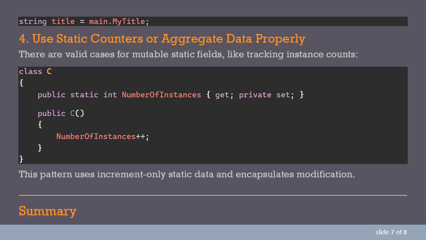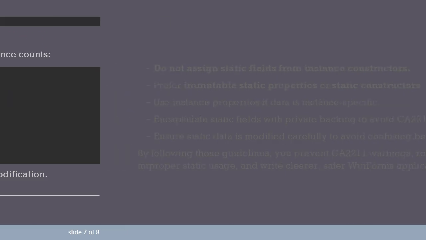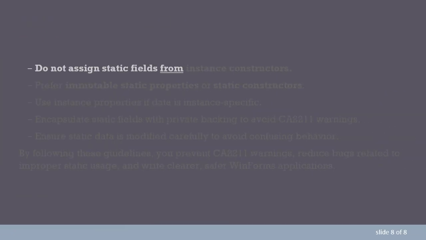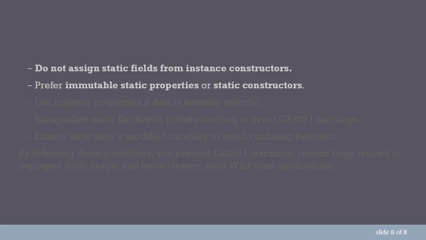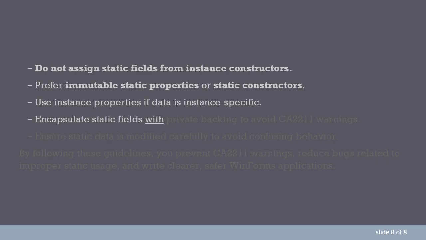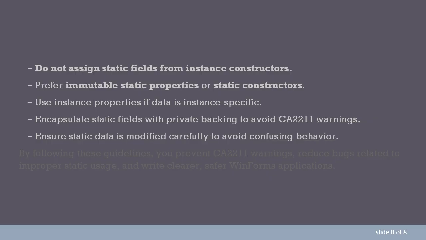Summary. Do not assign static fields from instance constructors. Prefer immutable static properties or static constructors. Use instance properties if data is instance-specific. Encapsulate static fields with private backing to avoid CA2211 warnings. Ensure static data is modified carefully to avoid confusing behavior.